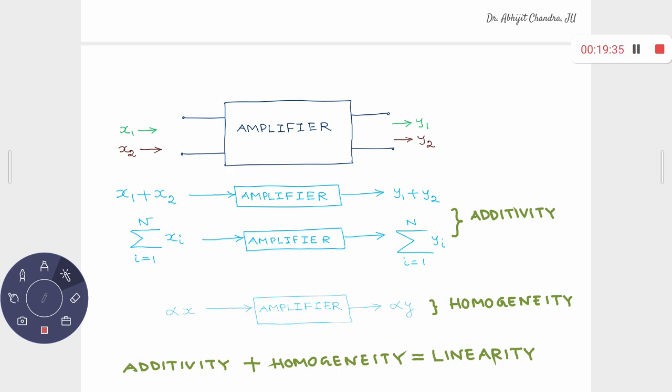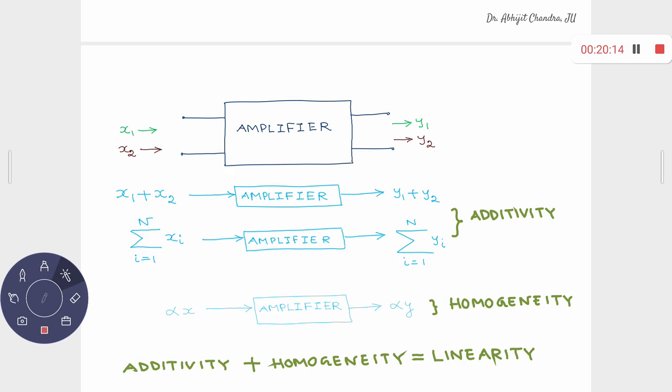It's not that it is true only for sinusoidal inputs, or only for square wave inputs, or only for triangular inputs, not like that. This set of equations must hold good for any such inputs. We should not have any restrictions on the type of inputs and the number of inputs. Suppose I am having n such inputs, x1, x2, x3 up to xn, and the individual outputs are y1, y2, y3 up to yn. Now if the inputs are added, x1 plus x2 plus x3, or minus also. Minus is a kind of addition, negative of this.